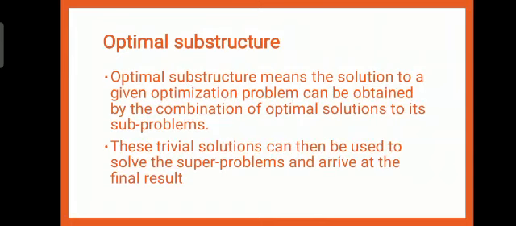Such optimal substructure is usually decidable by means of recursion. The dynamic programming technique exploits this property to split the problem into small subproblems and solve them. This is useful because after the subproblems become sufficiently small, solving them becomes trivial. These trivial solutions can then be used to solve the larger problems and arrive at the final result.